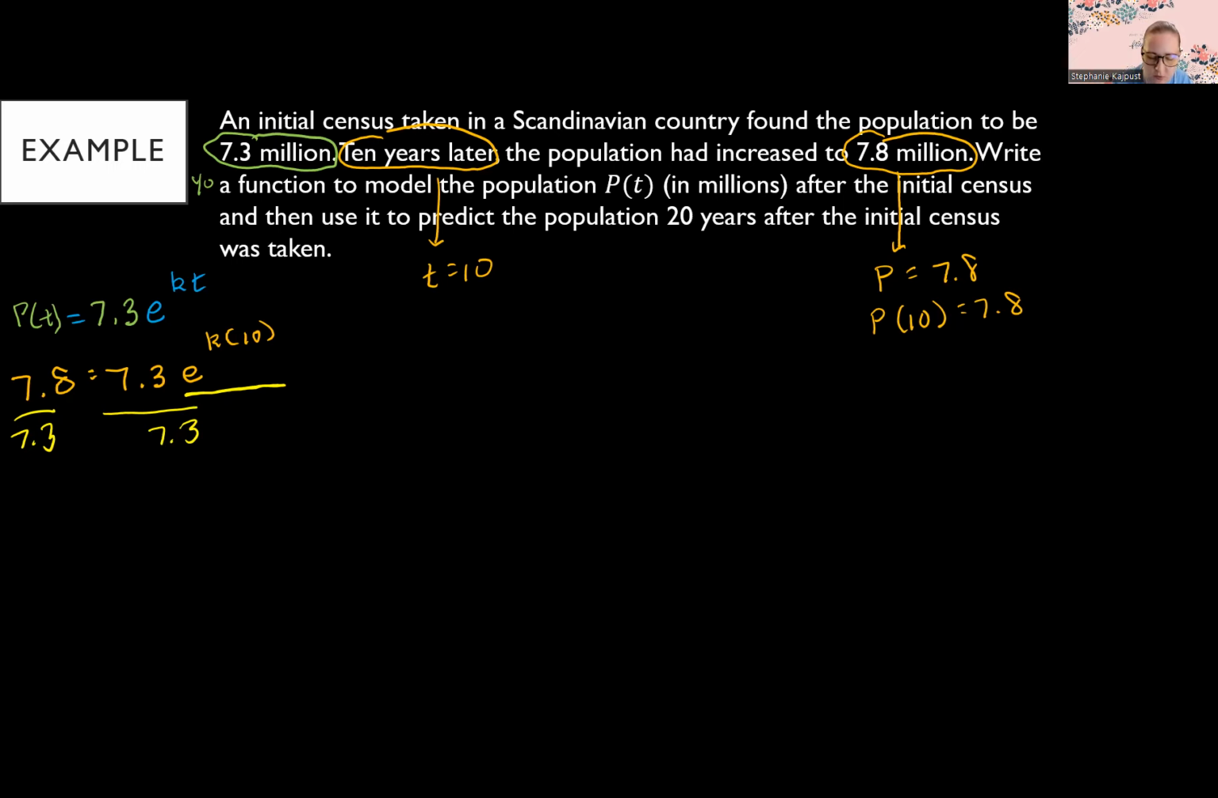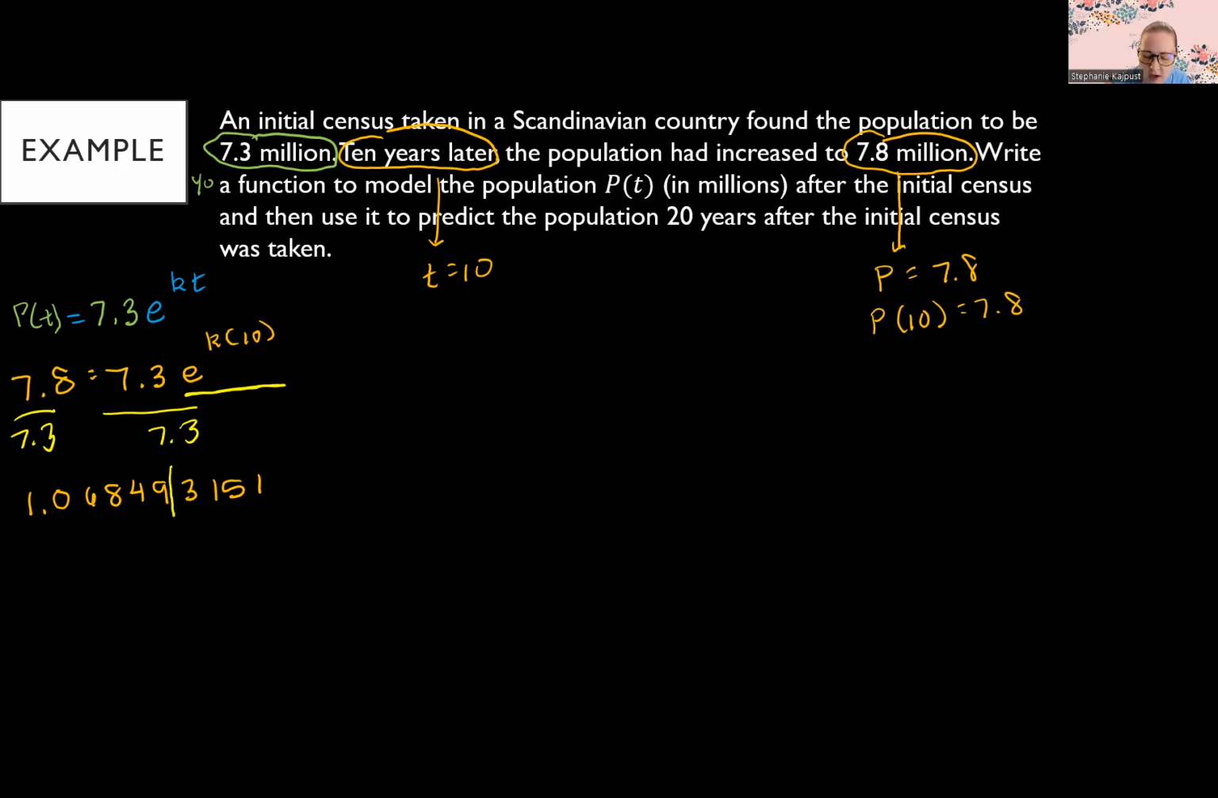So when I do 7.8 divided by 7.3, I have 1.068493151. So when I do 5 decimal places, that's 5 after the decimal point.